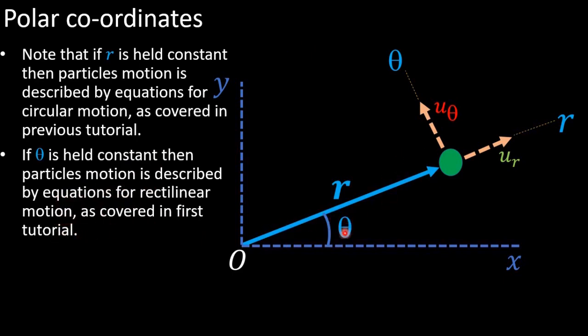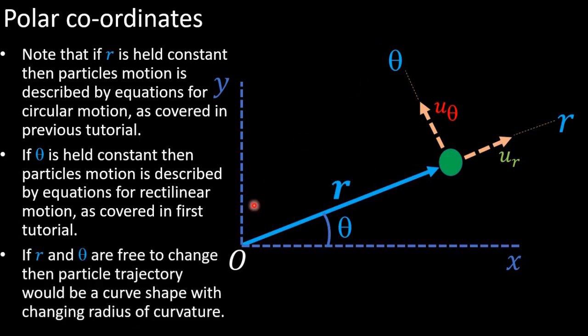So if we hold theta constant, and this particle is only constrained to move along the u sub r direction, or the radial direction, it's just going to follow motion in a straight line. If we rotate theta a little bit more, so let's say r ended up here, and then that was fixed, the particle would only be able to move in this straight direction. If r and theta are free to change, then the particle's trajectory would be a curved shape with changing radius of curvature. So if this particle is rotating in the u sub theta direction and moving in the radial direction at the same time, it's going to follow a curved path, but that curved path is going to have a changing radius at each point.